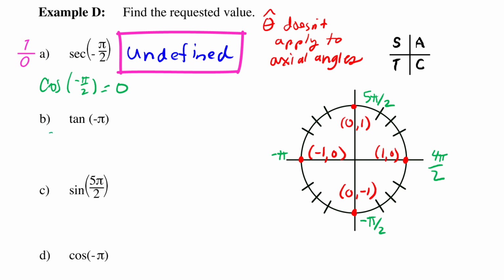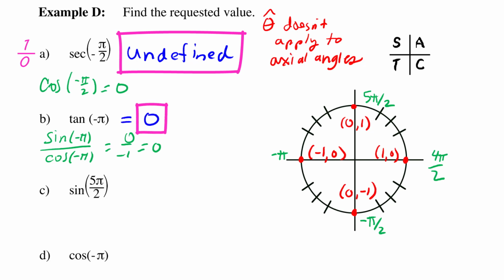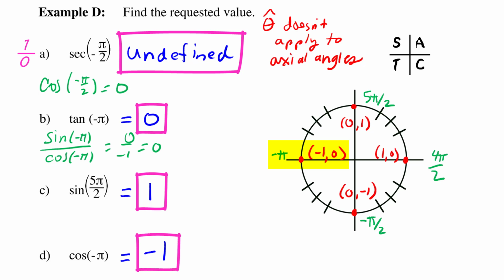In part B, the tangent of negative pi, well, tangent is sine over cosine. And if we look at negative pi, the sine value is the y, it's 0. Cosine is negative 1, and the fraction 0 over negative 1 is 0. So the tangent is 0. And in part C, sine of 5 pi over 2, that sine is just the y value, which is positive 1. And cosine of negative pi, cosine is the x value at negative pi, which is negative 1.